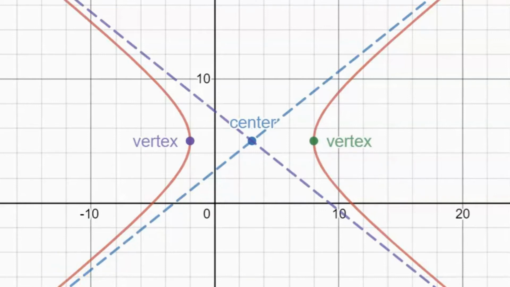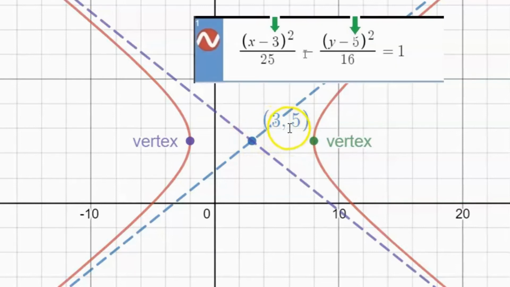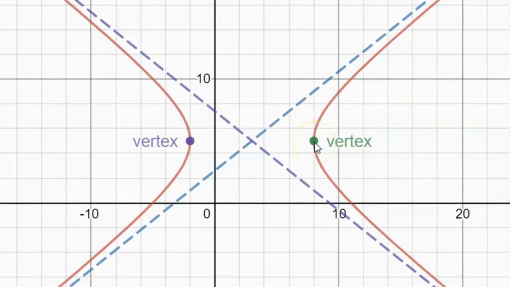So let's see how we can use the equation to get this graph. First, the center. What are its coordinates? It's 3, 5. And these numbers are exactly the opposite of what those numbers are next to the x and the y. To get this vertex, we first of all note that its coordinates are 8, 5.